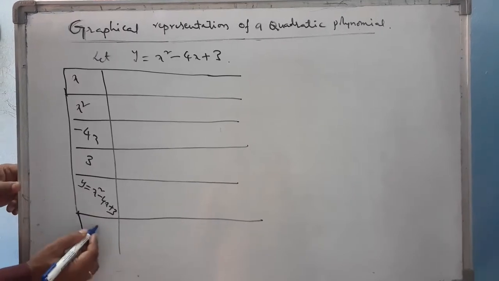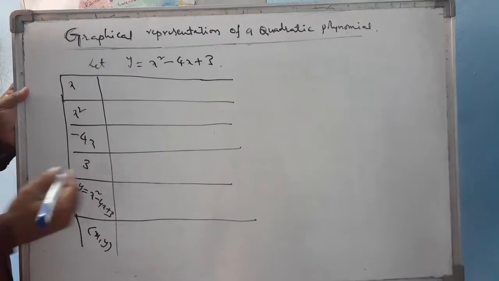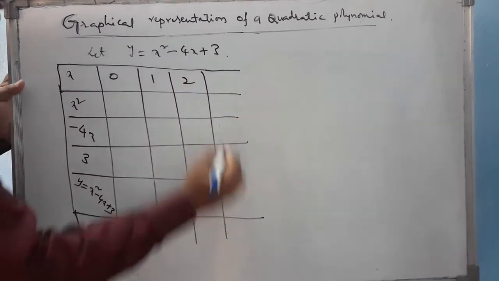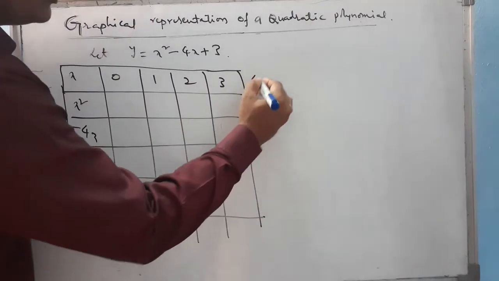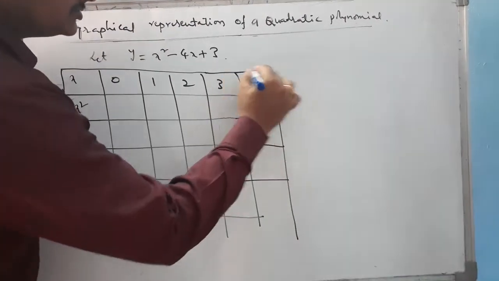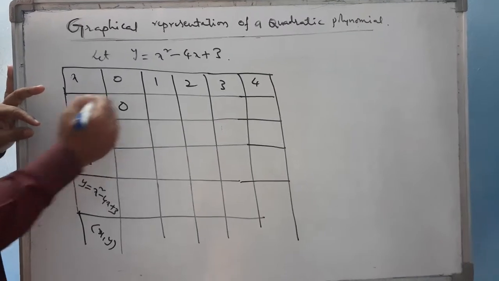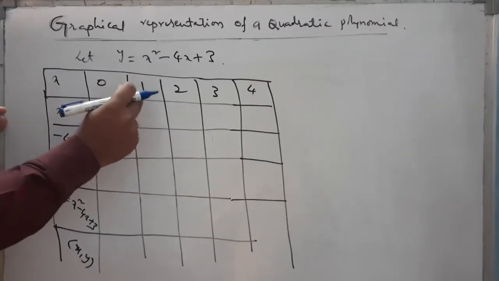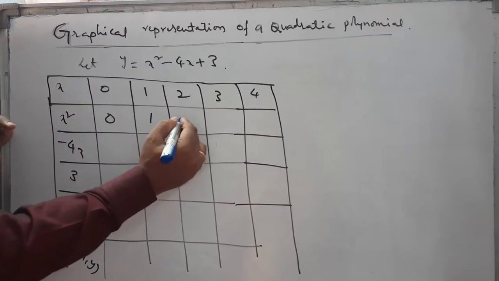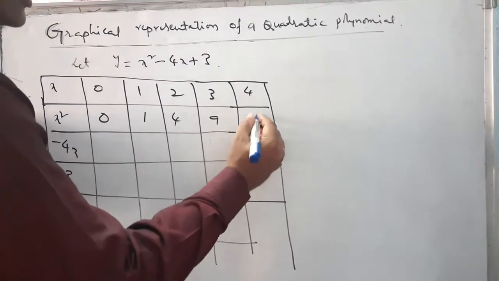Next we have to take the point (x, y), an ordered pair. So now I am taking the x values as 0, 1, 2, 3, 4. If you substitute x = 0, x² becomes 0. 0 square means 0, 1 square means 1, 2 square means 4, 3 square means 9, 4 square means 16.